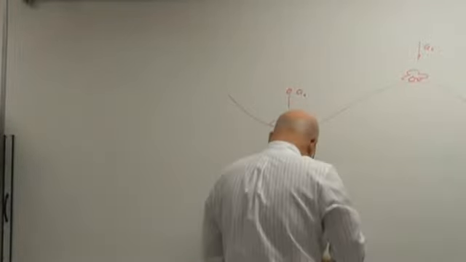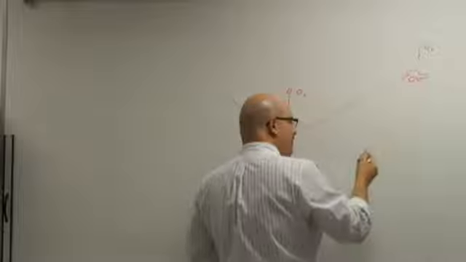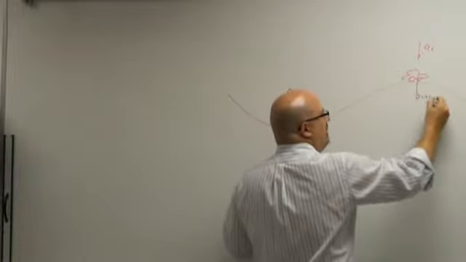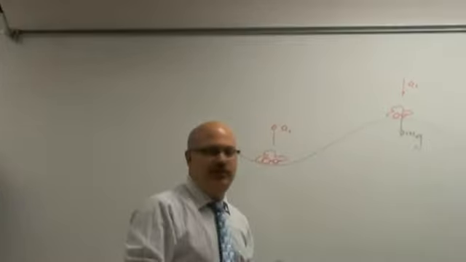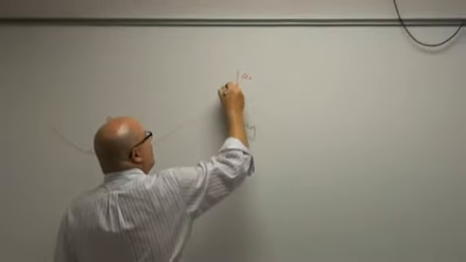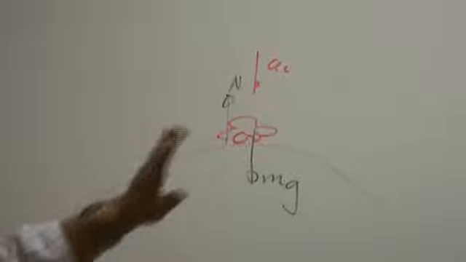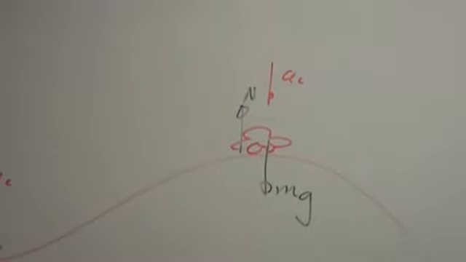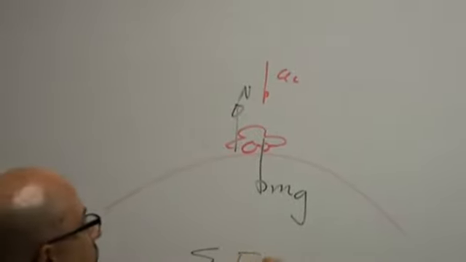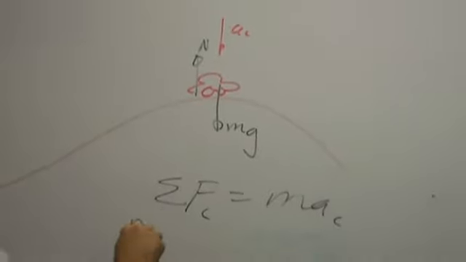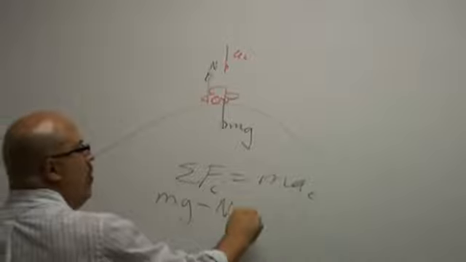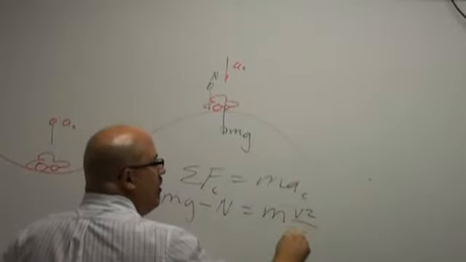So what are all the forces acting on the object? Gravity and normal. All right, so everybody, you're accelerating downward though, right? So the sum of the forces equals ma towards the center. So that's going to be mg minus normal equals mv squared over r.